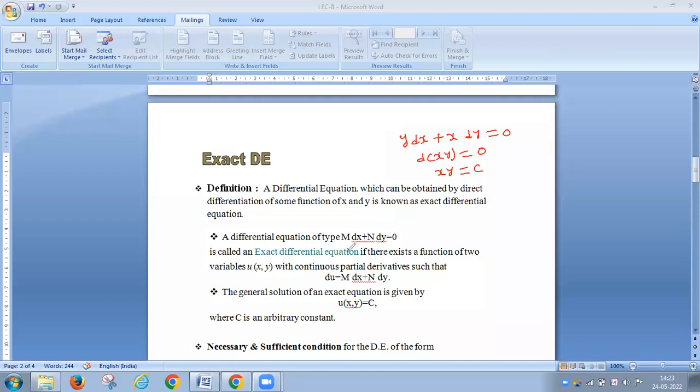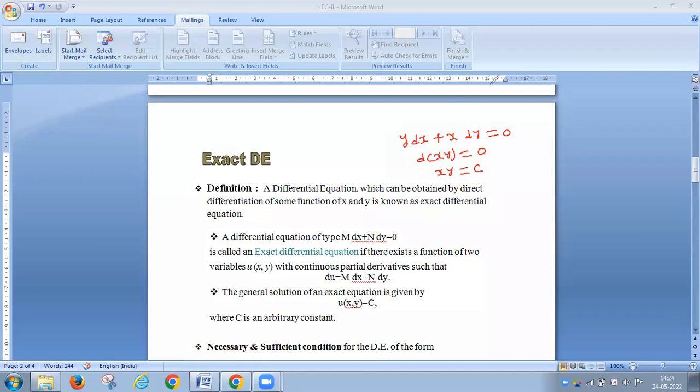We can define this in this way also. A differential equation of the form m dx plus n dy equal to 0 is said to be an exact differential equation if there exists a function of two variables u with continuous partial derivatives such that it can be written in the form du equal to m dx plus n dy. In this case, the general solution is given by u equal to c, where c is an arbitrary constant.